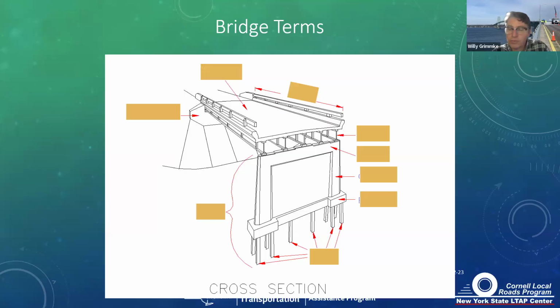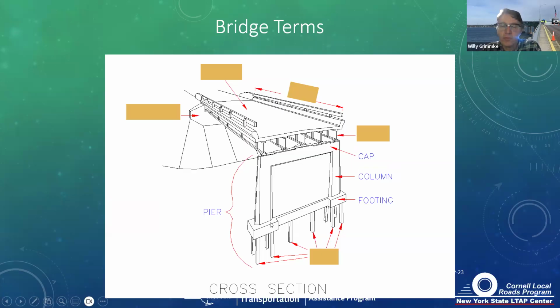Okay, so we're going to go through some bridge terms here. We're going to start out. Here's a section of a bridge. We have the pier. This is intermediate support. We have a column extending, as a part of the pier, from the pier cap down to the footing. We have piles underneath, which are supporting the pier and transmitting loads down to firm bearing soil.